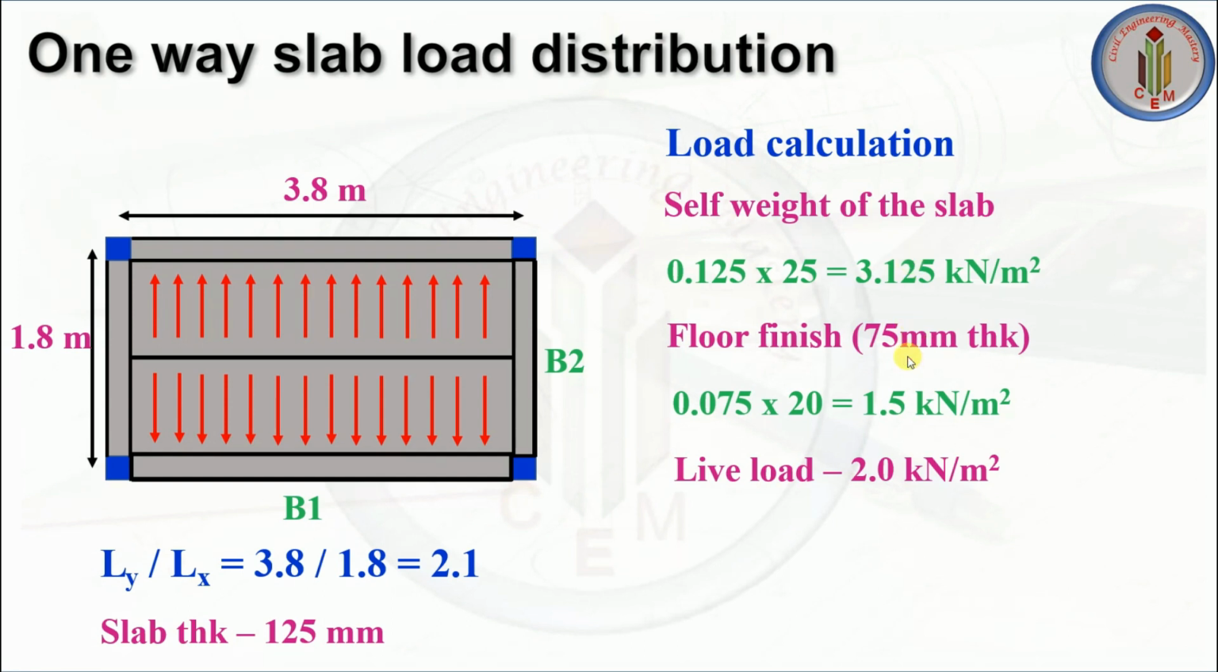As I have explained before, if there is any sunk load coming on this slab, you need to add that load also with this dead load. And if it is a roof slab, if you are doing waterproofing, then you have to add that load as well with this dead load. And finally live load is 2 kilonewton per meter square. Total load on slab is 6.625 kilonewton per meter square. Total load includes dead load plus live load. So self weight, floor finish and live load. If any other dead loads are coming, you have to add that load as well.